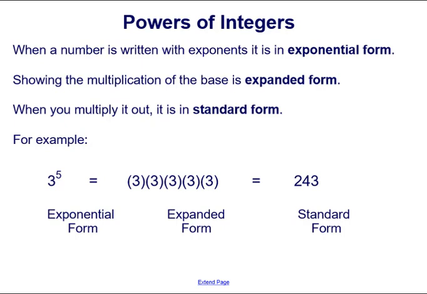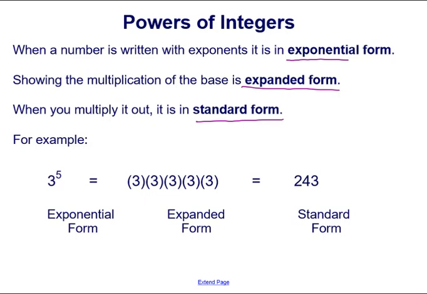Powers of integers. When a number is written with exponents, it is in exponential form. You can literally see the word exponent in the name. Showing the multiplication of the base is called expanded form. You can think if you see the number multiplied out a bunch of times, that's expanded. You're taking that first form and showing its meaning. And then when you multiply that out and find the product, that's called standard form.